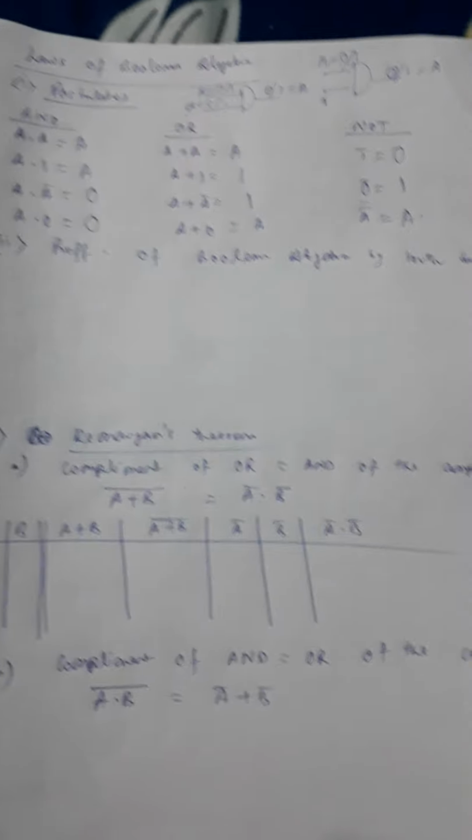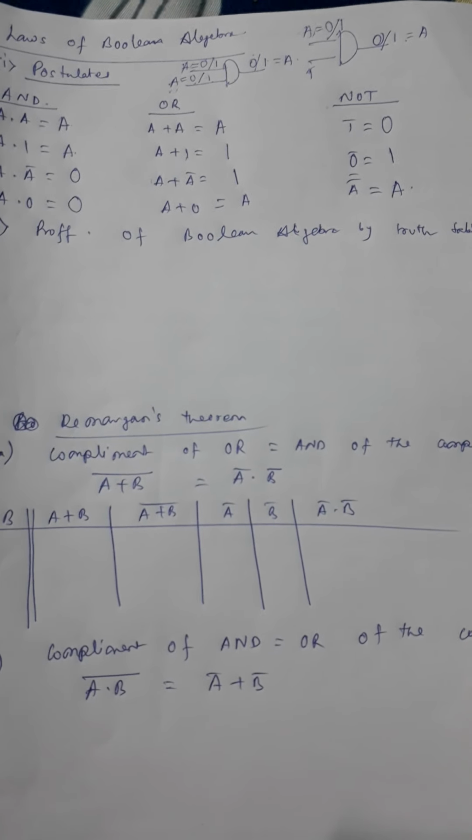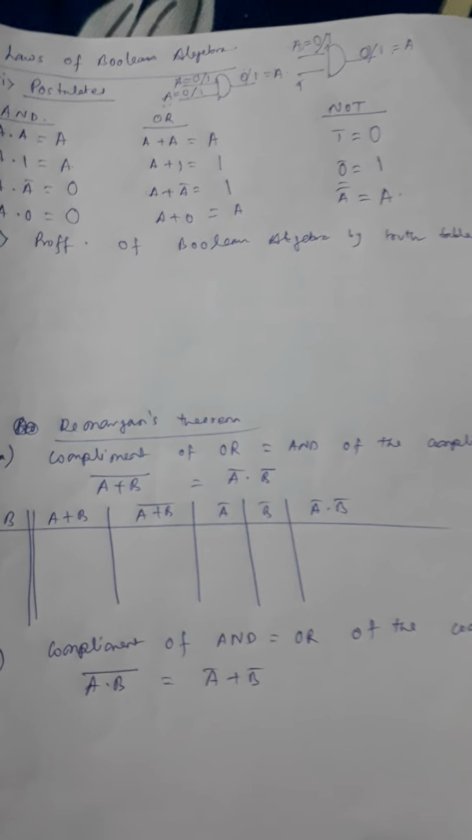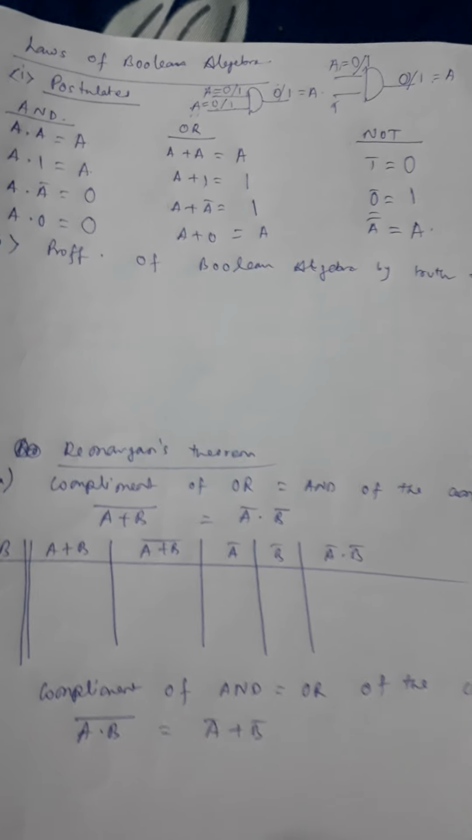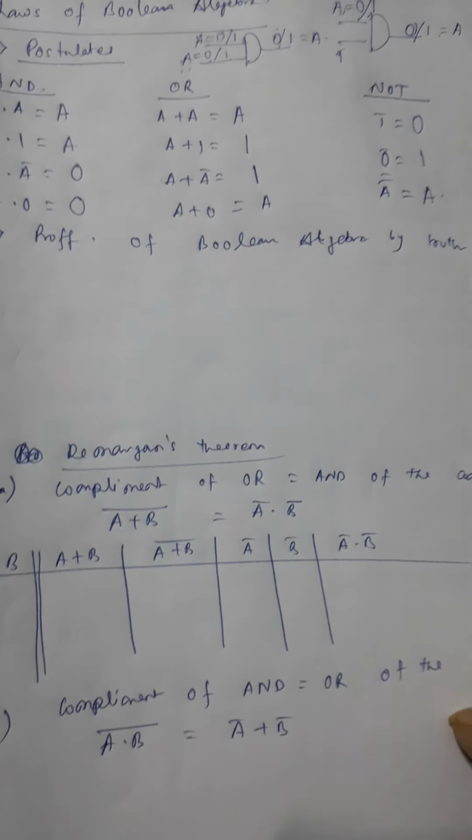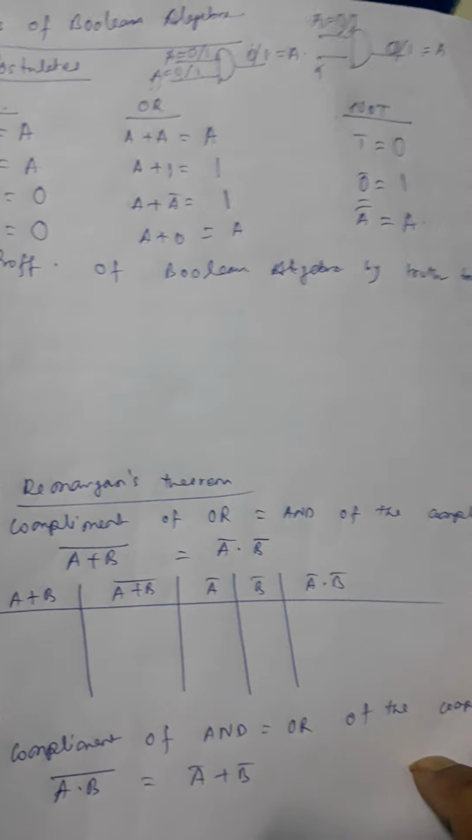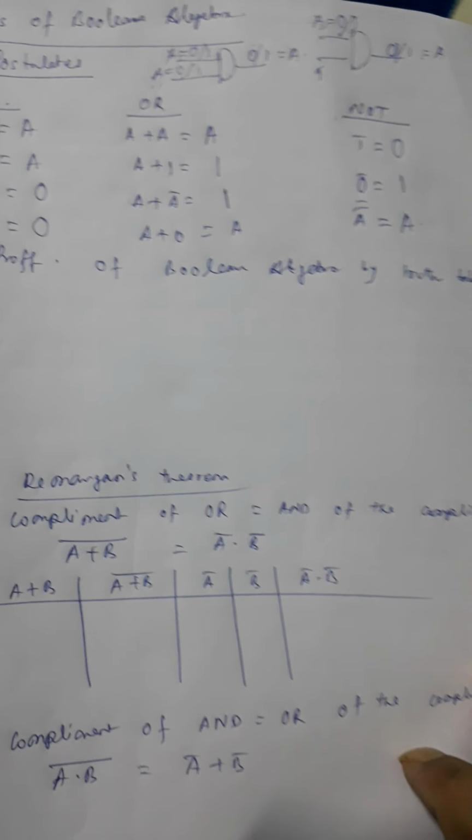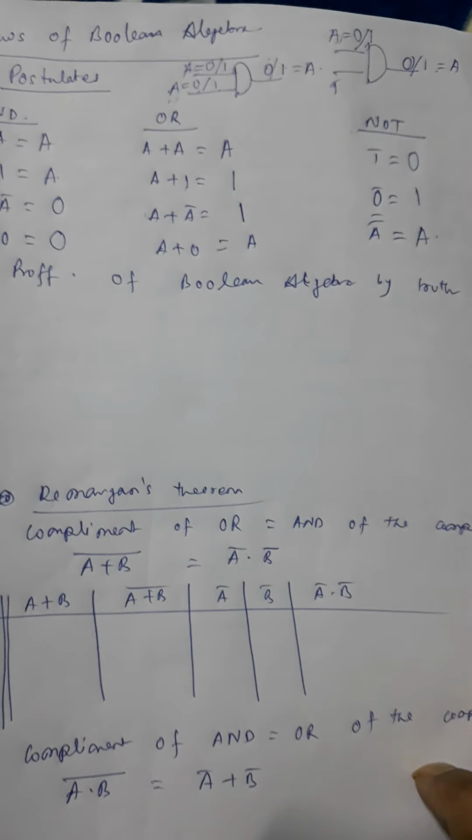Fine. Now let's talk about the NOT gate. 1 complement is 0, 0 complement is 1, and A double bar is given by A. Fine. So these are the basic elementary rules that one needs to follow. Now, the second thing is we need to learn to prove Boolean algebra, because whatever people tell, we cannot believe. We must prove it by ourselves.